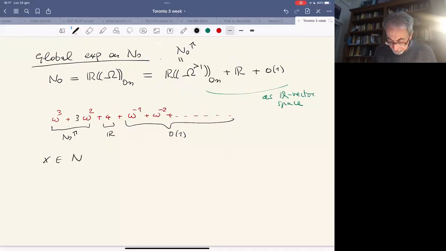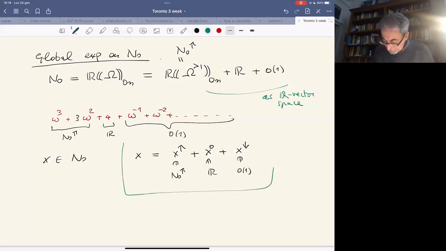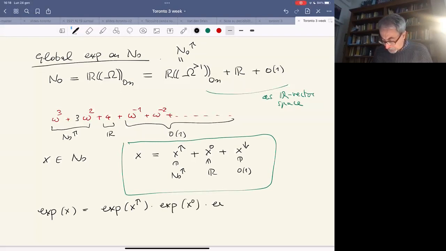So if X is a surreal, you can write X as a purely infinite part, which I write in this way, plus a constant part, which I write in this way, plus an infinitesimal part. This is here, this is here, and this is here. Clearly, we want to define exp x as exp of the purely infinite part times exp of the constant part times exp of the infinitesimal part. This one is just a real number, x0, so this is just e to the x0 in the sense of the reals.